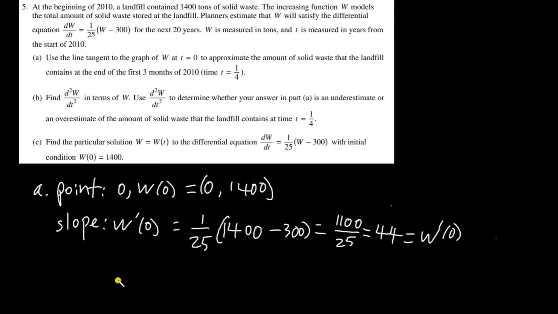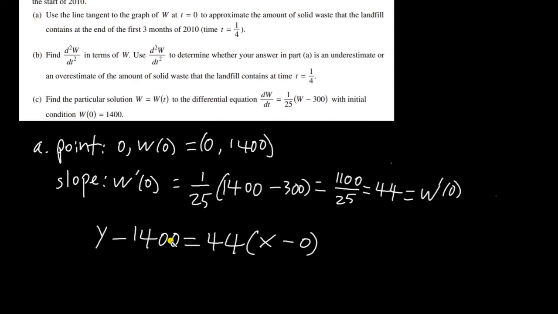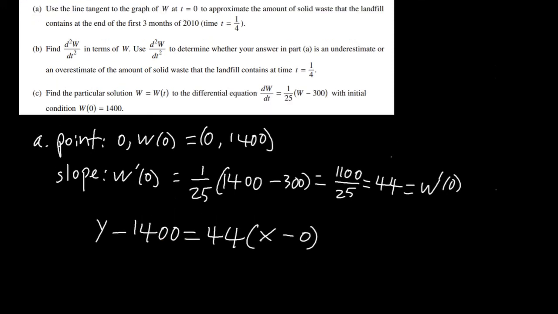So to put those in our form, we'll get y minus y1, so y minus 1,400 equals m, which is 44, times x minus x1, x minus 0. Okay? That is the line tangent to the graph of w at t equals 0. They also want us to use this to approximate the amount of solid waste in the landfill at time t equals 1/4, right? That's simply going to be plugging in 1/4 into here and solving for y.